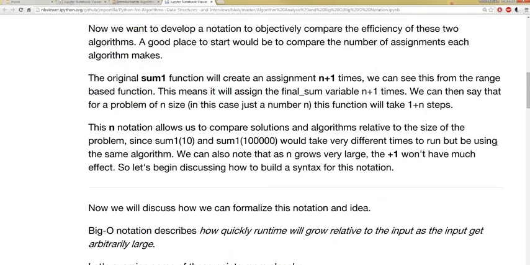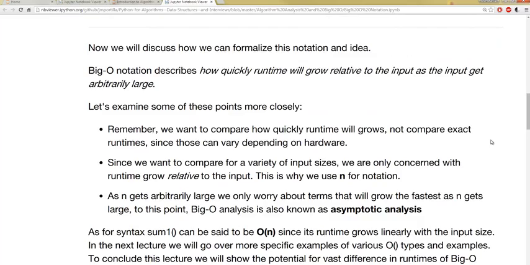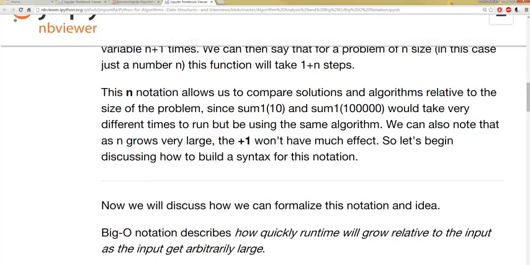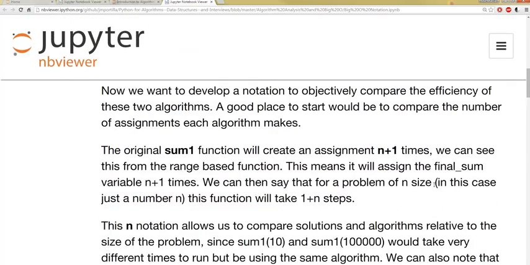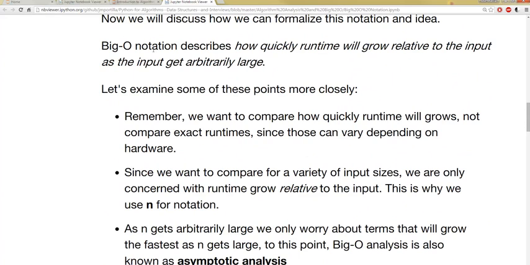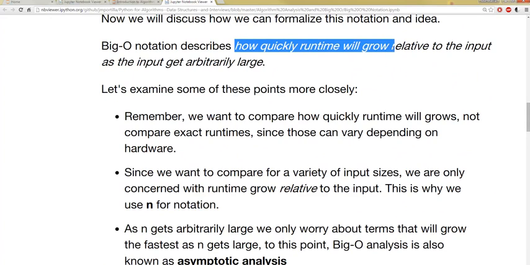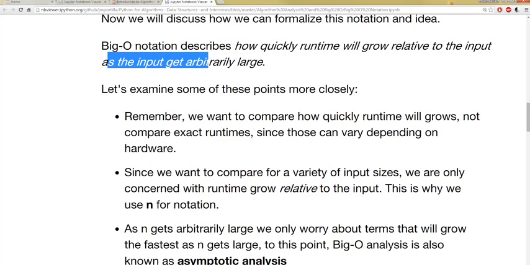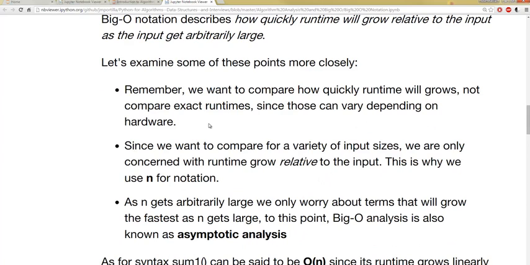Okay, so let's go ahead and scroll down here and zoom in a bit so we can discuss the formality of Big O notation. So Big O notation, formally we can say it describes how quickly runtime will grow relative to the input as the input gets arbitrarily large. So there's 3 points there. Let's go ahead and examine them more closely.